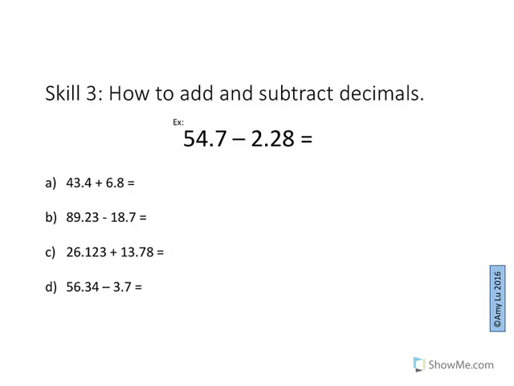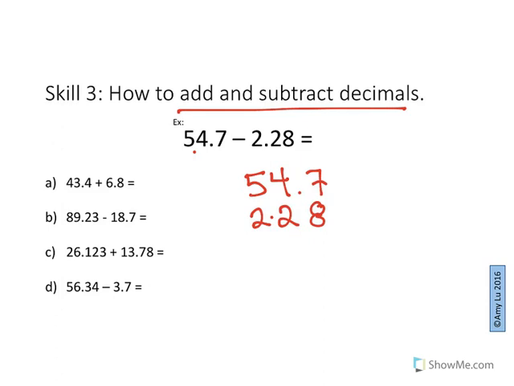Okay, finally, we need to be able to add and subtract decimals exactly the way they are. So here's the first example. You have 54.7 minus 2.28. Now, if this is what you tend to do, this is absolutely incorrect. The reason is because you have to stack the decimals.